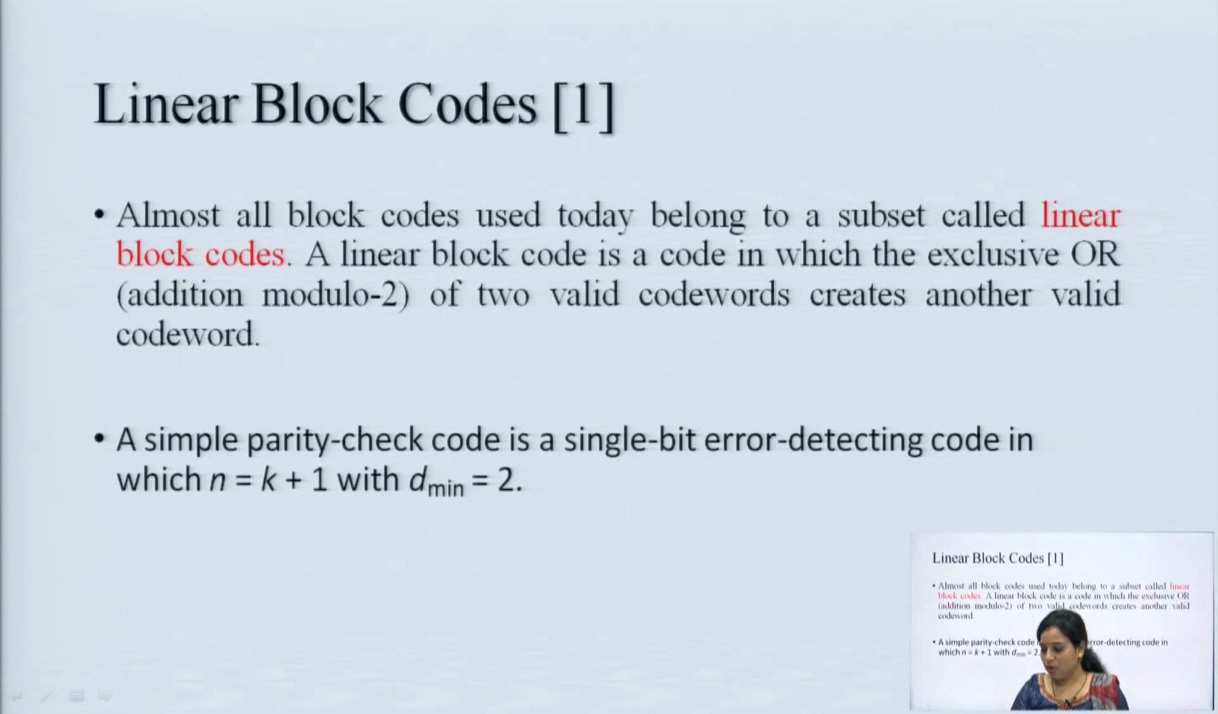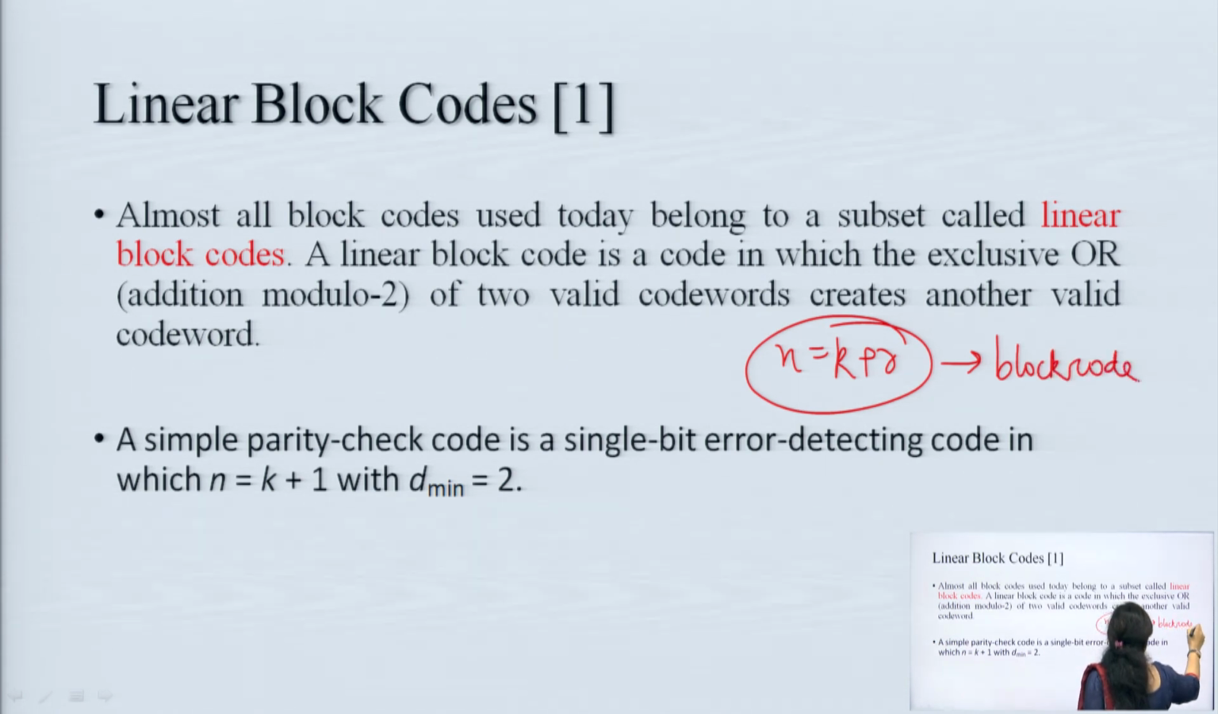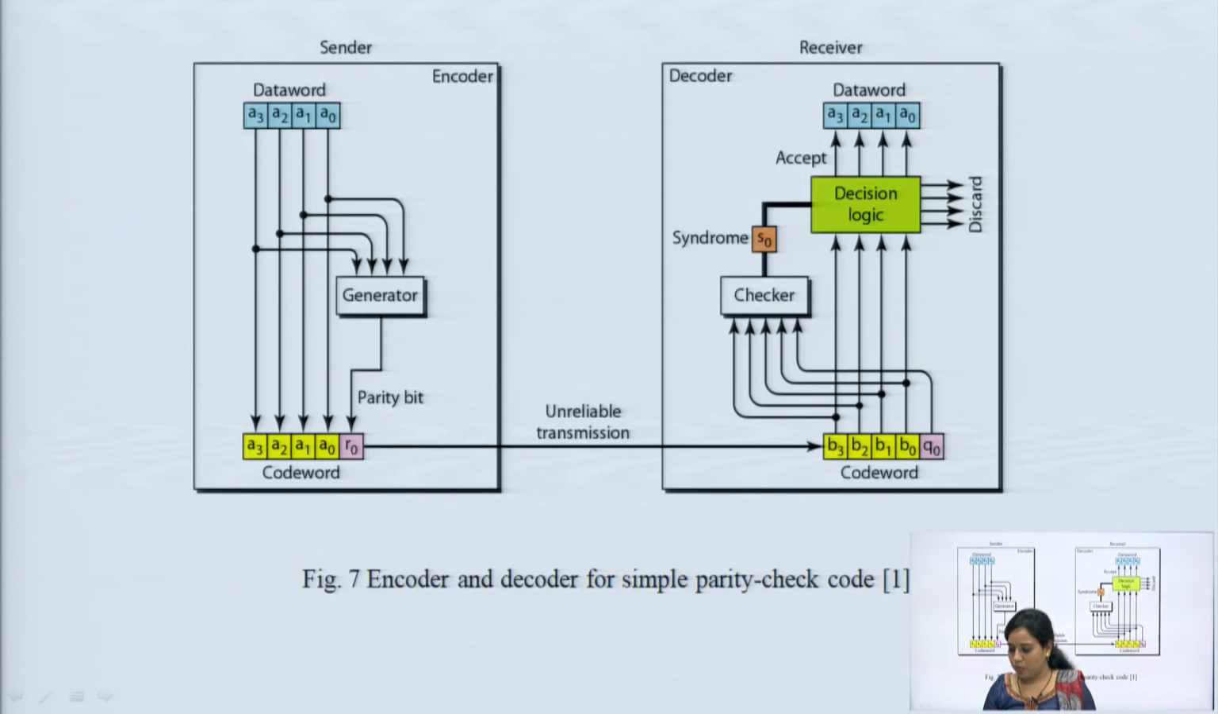Next is the linear block codes. I have told you about linear block codes. Linear block codes, or LBC codes, is the block coding where n is equal to k plus r, and this is the theory related to block coding. The block code, or you can say the code word, is where you add the data word plus the redundant bits. So, this is about linear block coding.